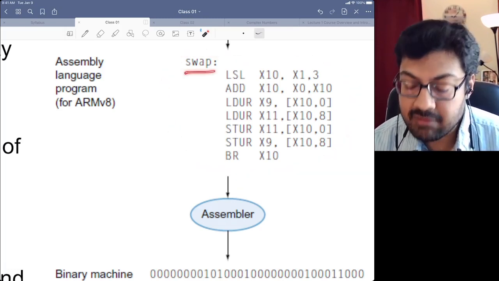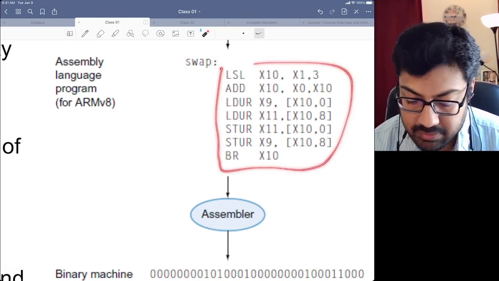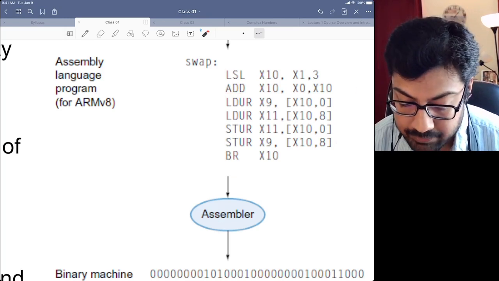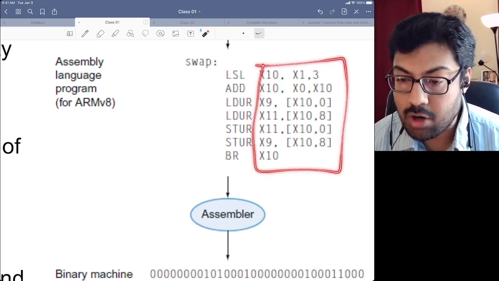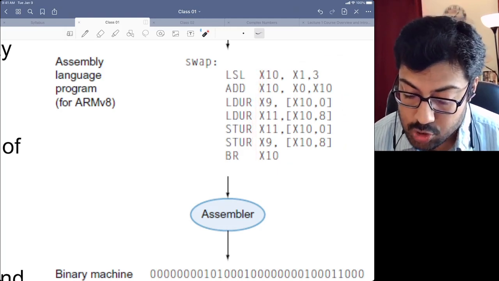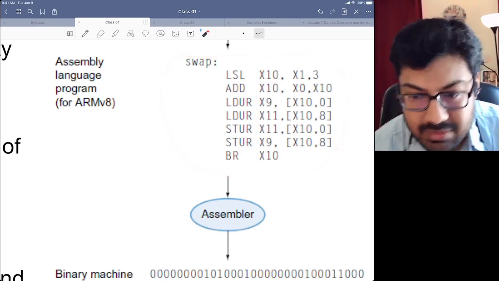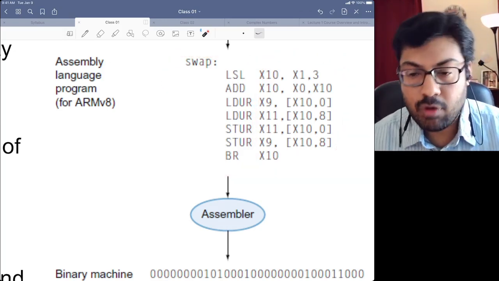Swap is indicative of some memory location at which you have all these instructions, some branch instructions, some add instruction, and so on. These are working on certain registers, contents of certain registers. So this is assembly language, right? So this is somewhat readable. Maybe we will be able to follow along.